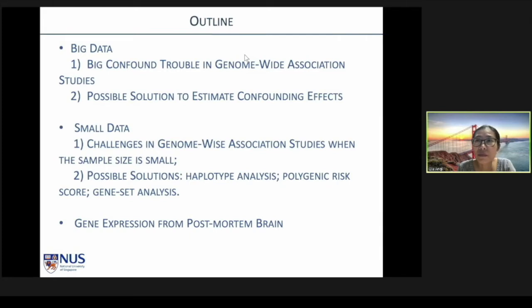In this talk, I will discuss how to examine the association of genetic data and brain phenotypes when the sample size and data dimensionality are large. What are the challenges and possible solutions? In addition, when the sample size is small, but the dimensionality of the genetic data is large, what are the challenges and solutions? I will introduce several solutions to deal with genetic data, such as haplotype analysis, polygenic risk scores, and gene set analysis. Finally, I will touch on gene expression from postmortem brain in relation with brain imaging phenotypes.